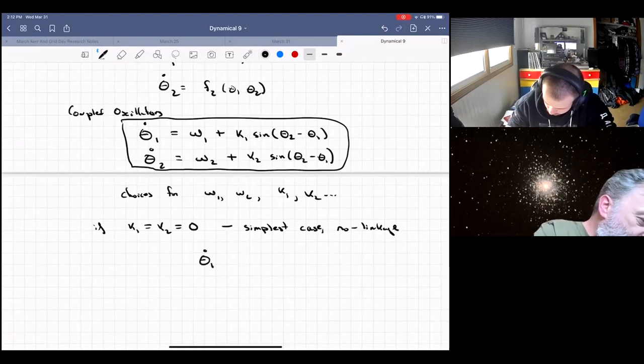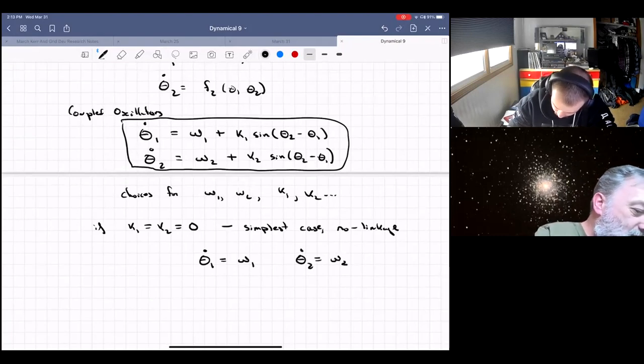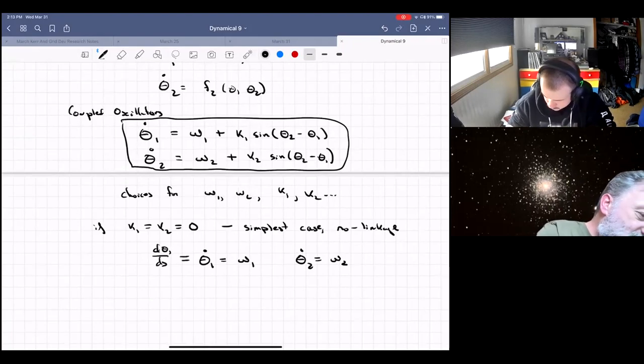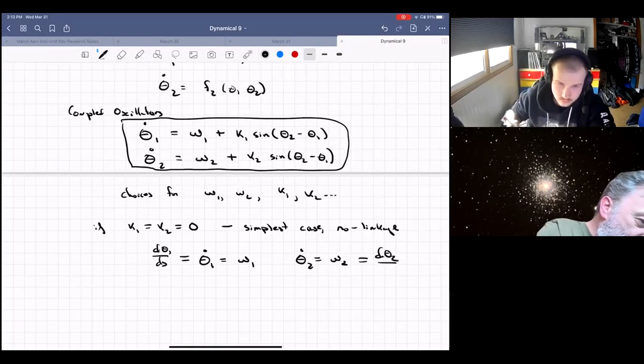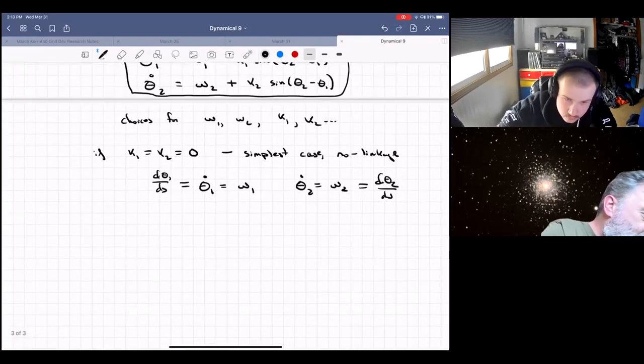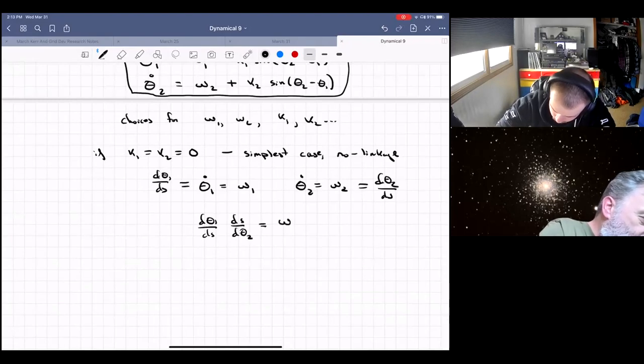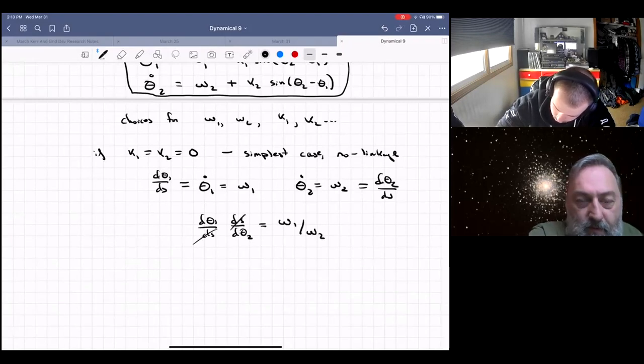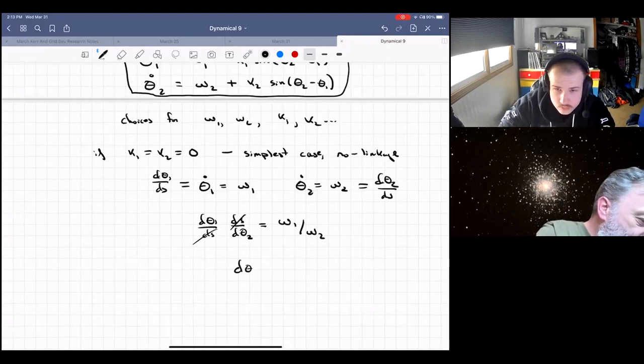And you would have theta 1 dot is equal to omega 1, and theta 2 dot is equal to omega 2. So the way you would go about solving that is you would say this is d theta 1 ds, and this is d theta 2 ds. So if I did d theta 1 ds times ds over d theta 2, I would get omega 1 divided by omega 2, and then I could cancel out the ds's, and I would have d theta 1 d theta 2 is omega 1 over omega 2.